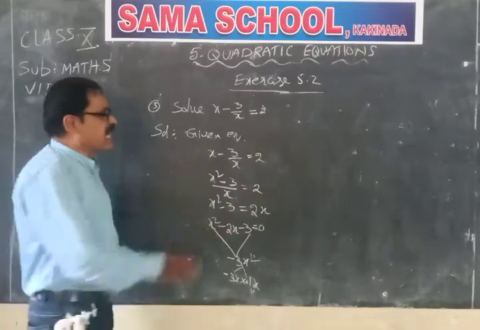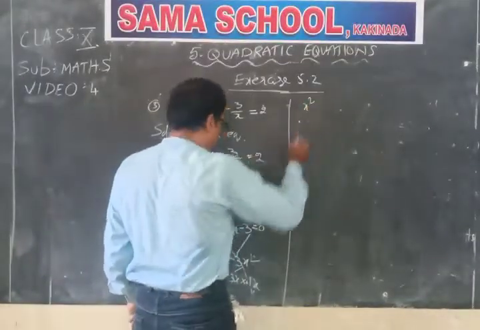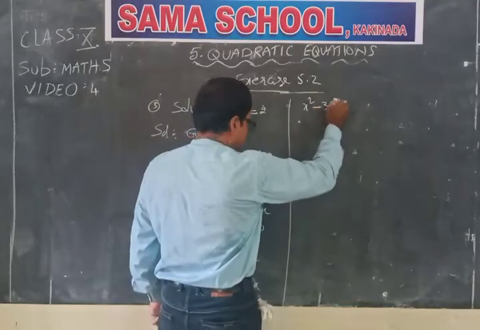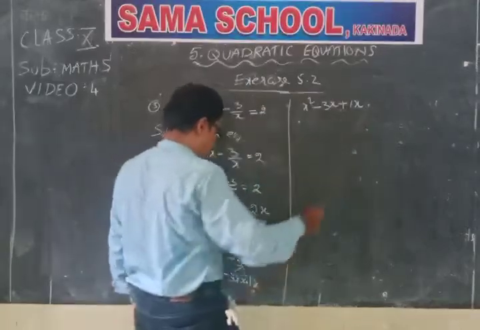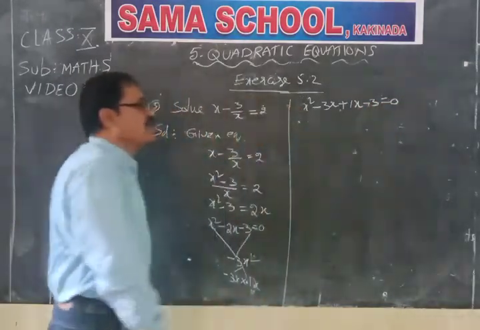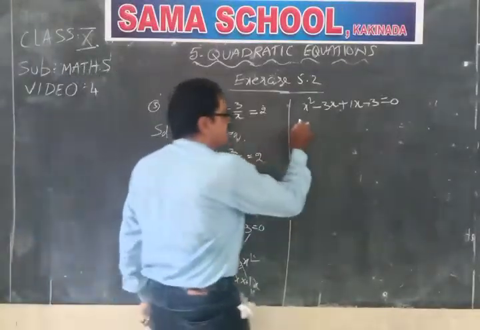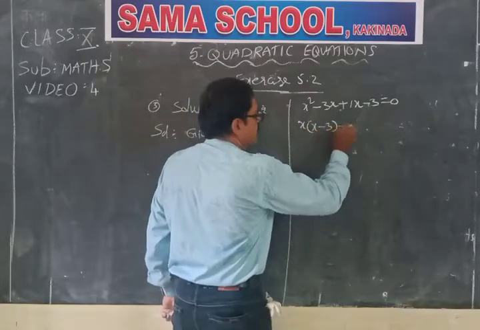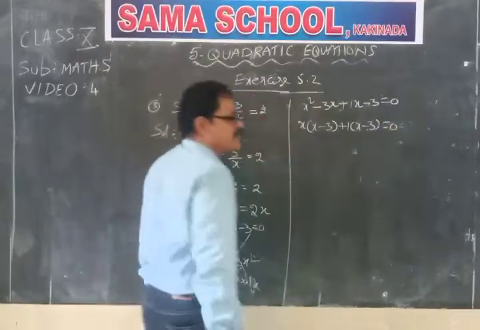So this equation can be written as x square minus 3x plus 1x minus 3 is equal to 0. In the first two terms, x is common. x of (x minus 3) plus 1 of (x minus 3) is equal to 0.